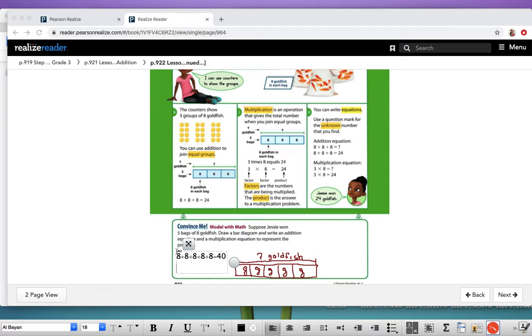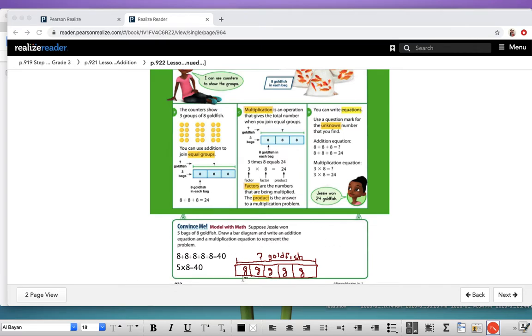And then we have a multiplication equation. So we count how many groups we have. 1, 2, 3, 4, 5. We have 5 groups of 5 times what? 8. 5 groups of 8. And that equals 40. It equals the same thing. There we go. That is our equation, boys and girls. Isn't that cool? 5 times 8 equals 40.